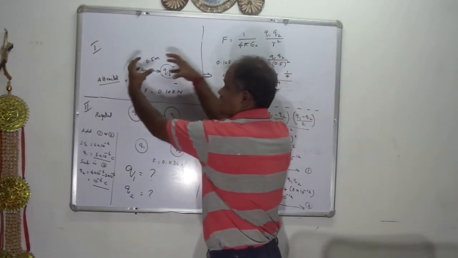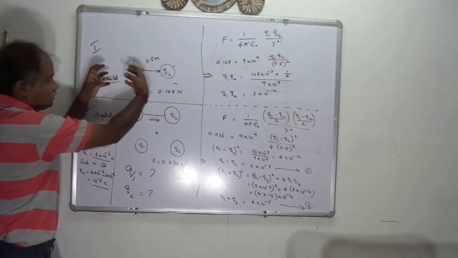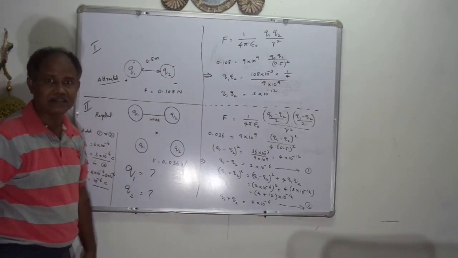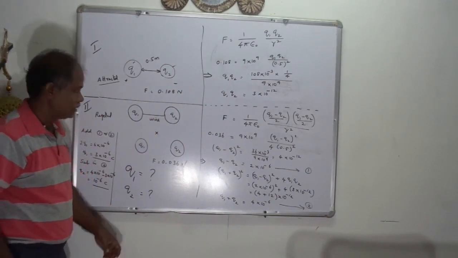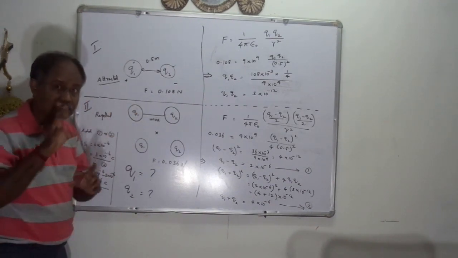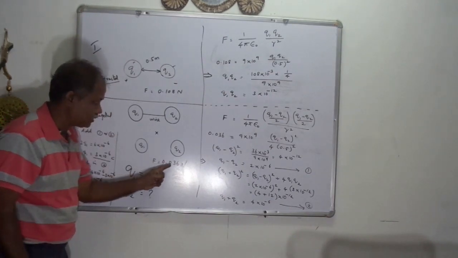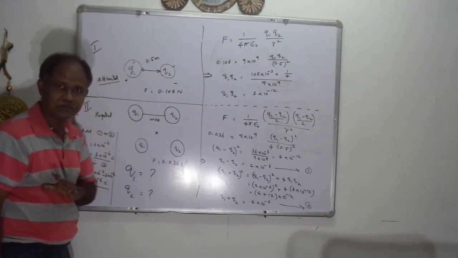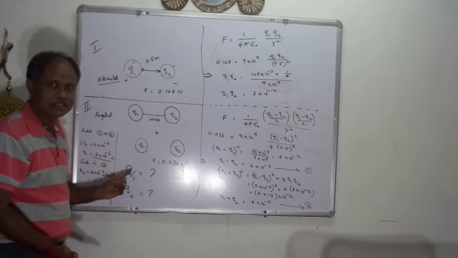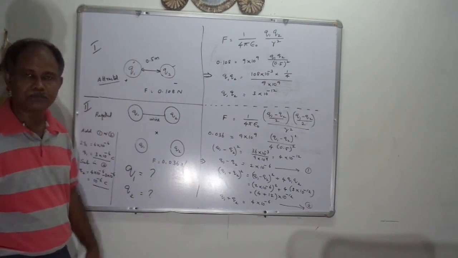Now these two charges are connected by a conducting wire. Then the conducting wire is removed. Now there is a repulsive force, and that force is 0.036 Newton. We are asked to find the value of the initial charges Q1 and Q2. What's the value? This is the problem.